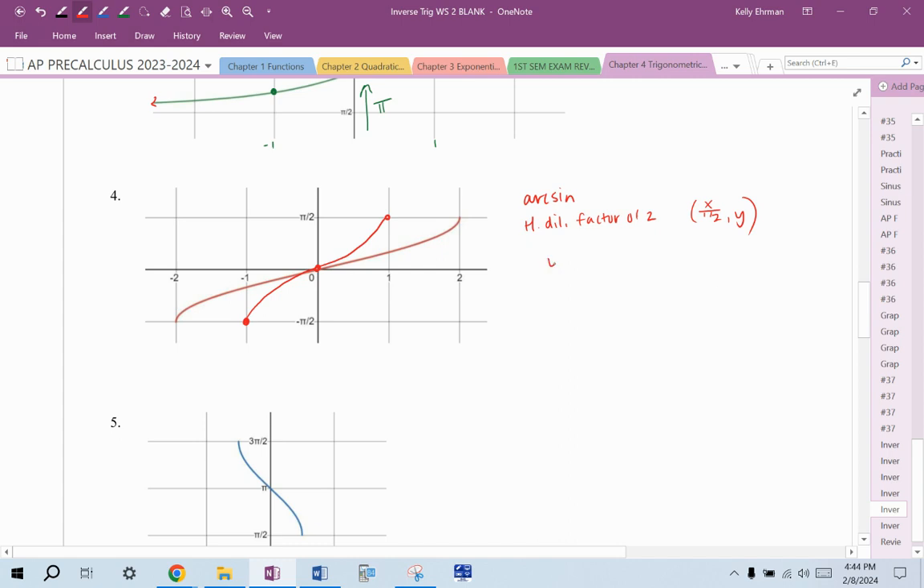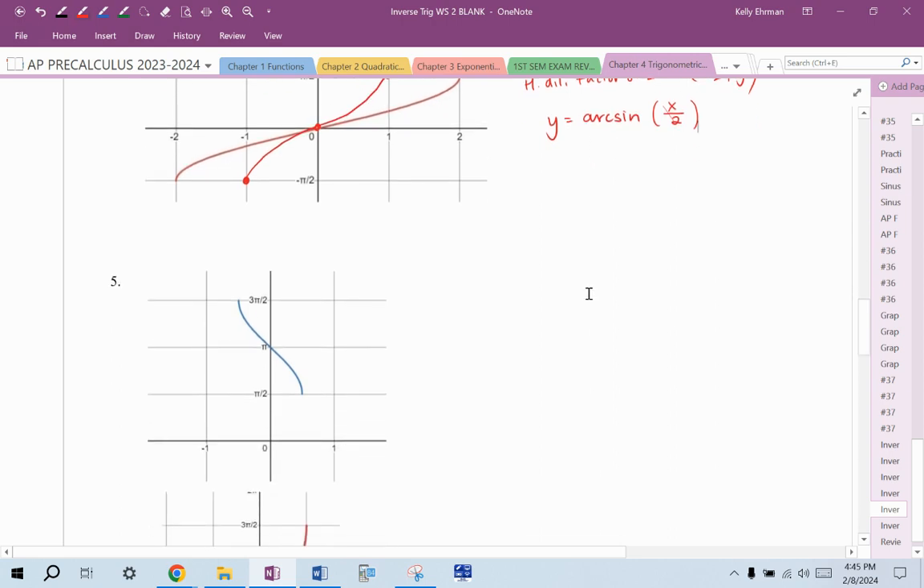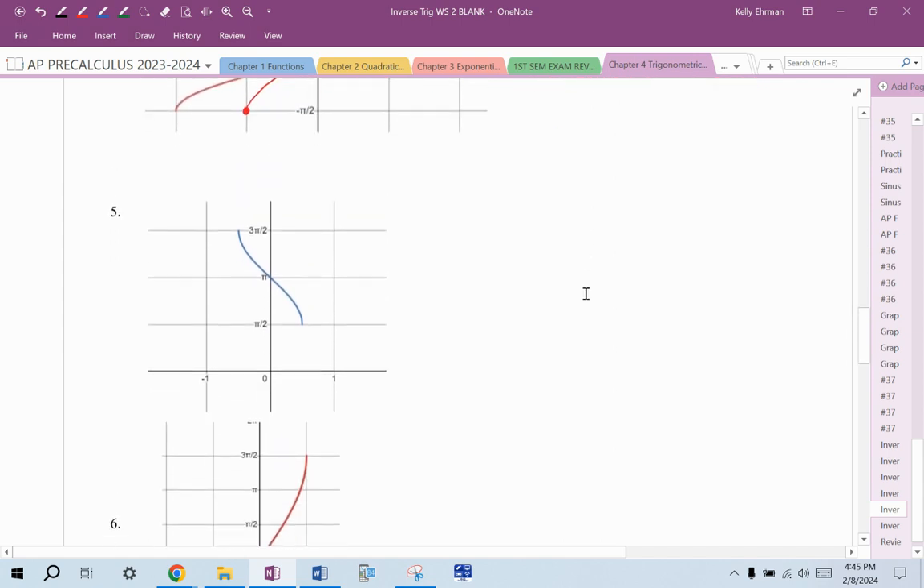So that means that when we write our equation, it should be y equals arcsine or inverse sine of x divided by 1/2. So when I see this, that tells me that there was a 1/2 in front of the x, and there's no vertical shift, right? Because if we see this, we say, oh, take every x value divided by 1/2.